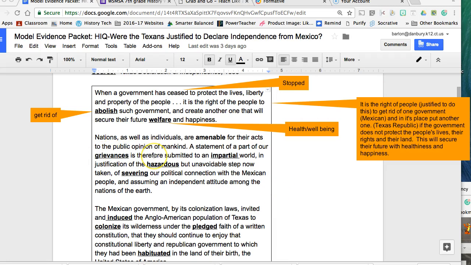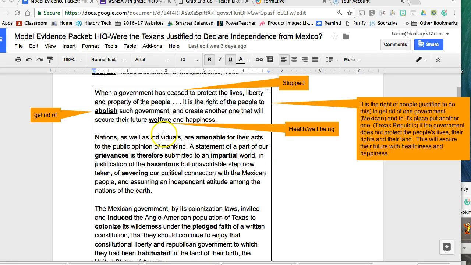Next paragraph. Nations as well as individuals are amendable for their acts to the public opinion of mankind. A statement of the part of grievances is therefore submitted to an impartial world in justification of the hazardous but unavoidable step now taking of severing our political connection with the Mexican people and assuming an independent attitude among the nations of the earth. Again, for the DBQ, if a word is not defined below the document, then you want to place it in context and try to figure out the word.